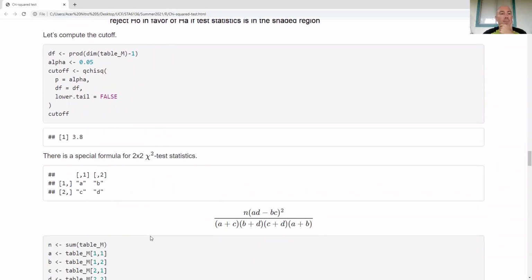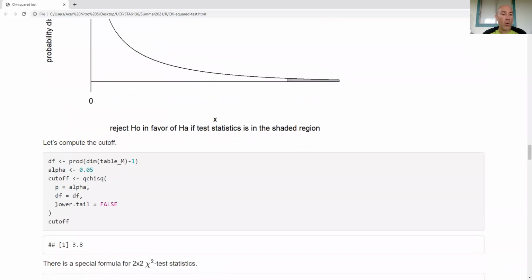All right, so let's go ahead and compute the cutoffs. So I know that my rejection region is to the right, but I don't know where that boundary is. So I'm going to use quantiles once again. I'm going to take the dimension of the table, number of rows minus 1, number of columns minus 1, and multiply it together to get my degrees of freedom. My type 1 error risk tolerance is 0.05. And I'm using the quantile function. I want the region to the right, so I put lower tail equals false. And I can see my cutoff is 3.8. Okay, so now I know that this value is 3.8.